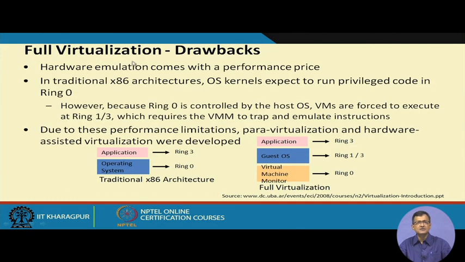There are drawbacks: hardware emulation comes with a performance price, whenever you want to emulate hardware. In the traditional x86 architecture, the kernel expects to run on privilege ring 0, and now you want to run it at a higher level, so there will be more latency and other things come into play. So you need to pay a performance price for that.